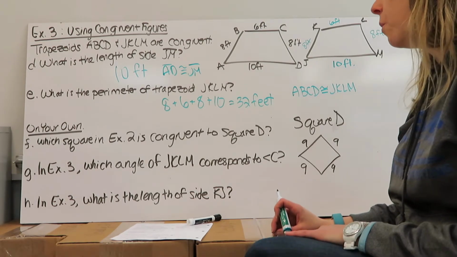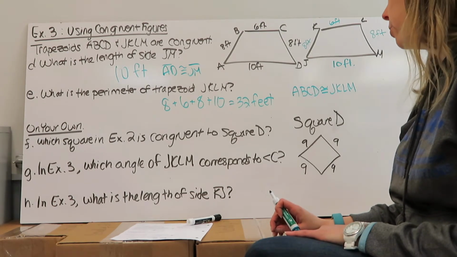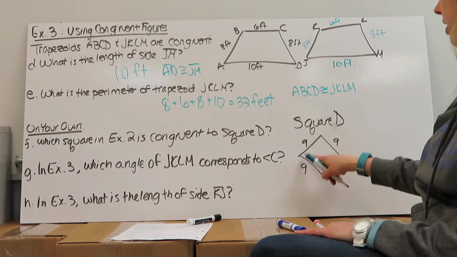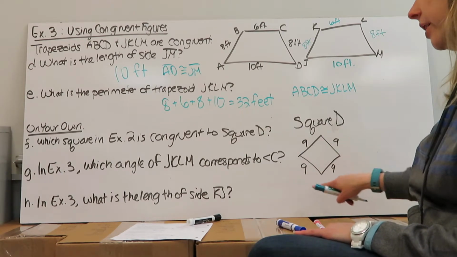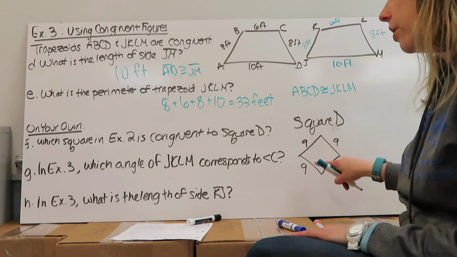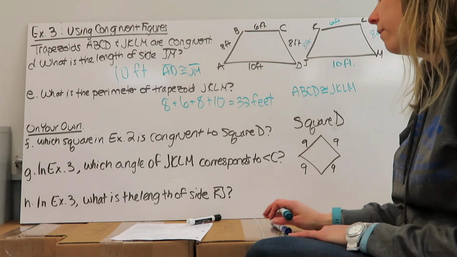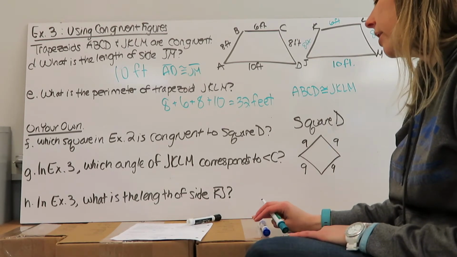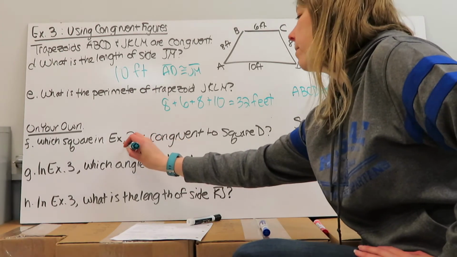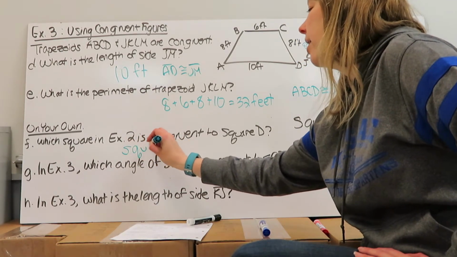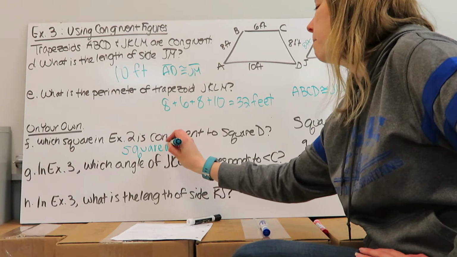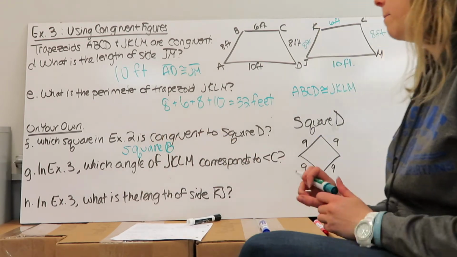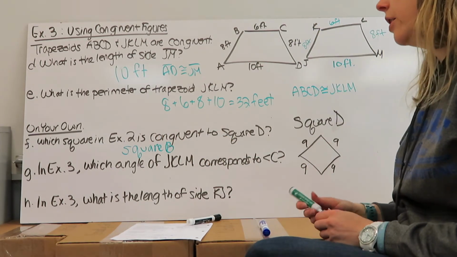All right. Letter F, which square in example 2 is congruent to square D? Square D has 9 as each of the sides. So if we look at our previous problem up above for letter C, you'll see that square B has the same side measurement. So again, square B.